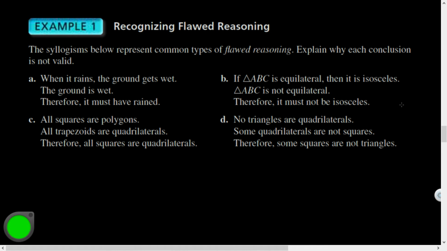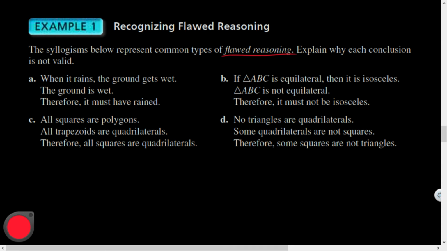I don't even remember where I found this problem. I don't know why it's called example 1 again, but I like this problem. It says the syllogisms below represent common types of flawed reasoning. So here's brokenness, okay? Explain why each conclusion is not valid.